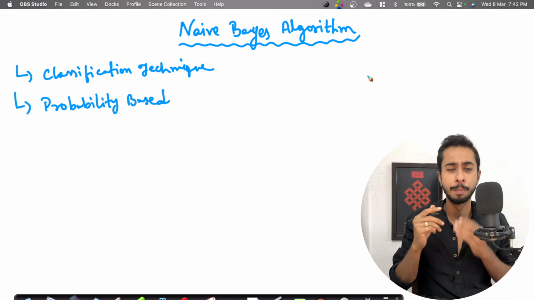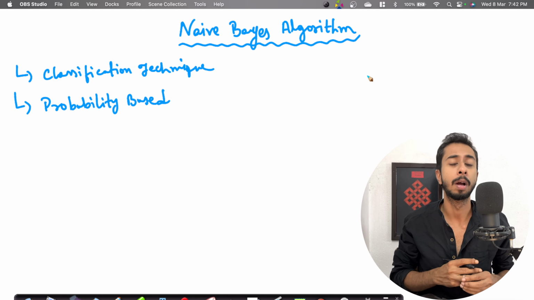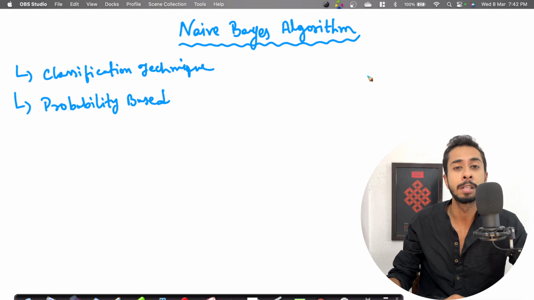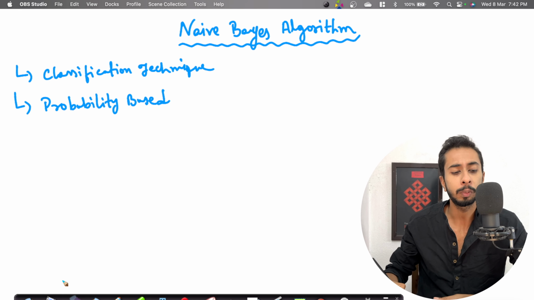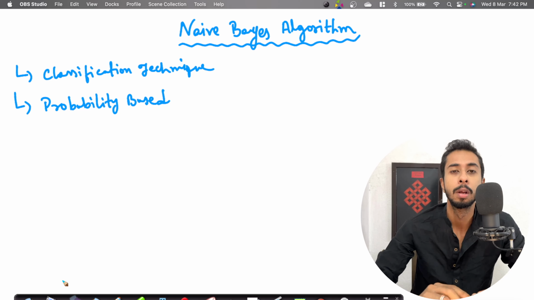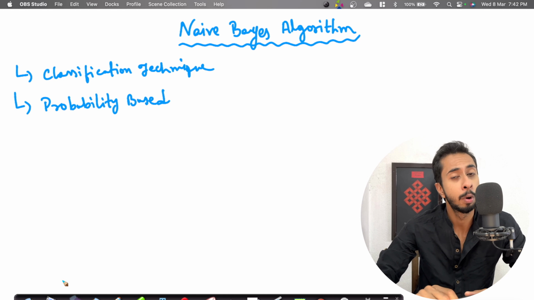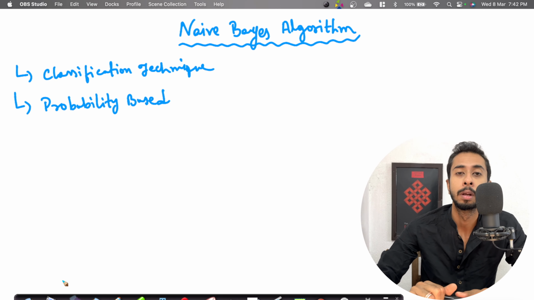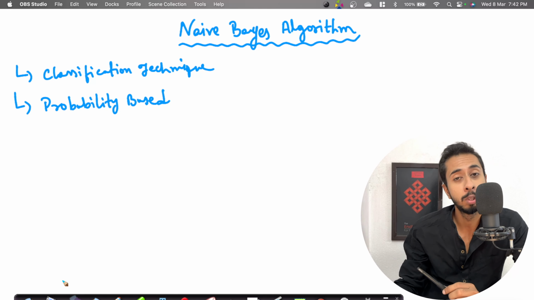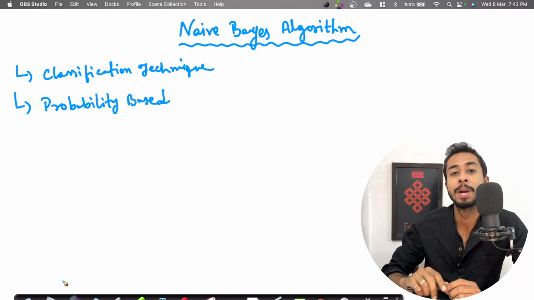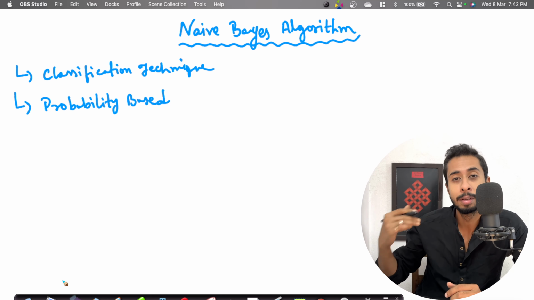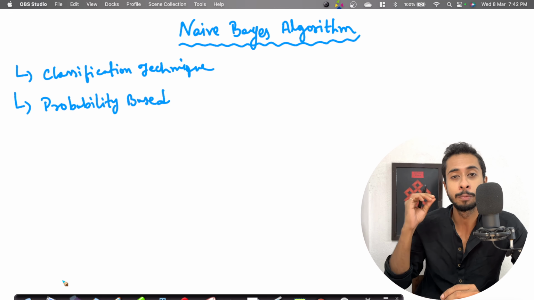Before going into the naive Bayes algorithm, I'll have to explain the basic concepts of probability. Number one is conditional probability. Let me tell you the roadmap. First, I'll explain the concept of conditional probability. Then I'll talk about independent events, then mutually exclusive events. Then we'll dive into Bayes theorem. After that, we'll derive the entire naive Bayes algorithm right from scratch.